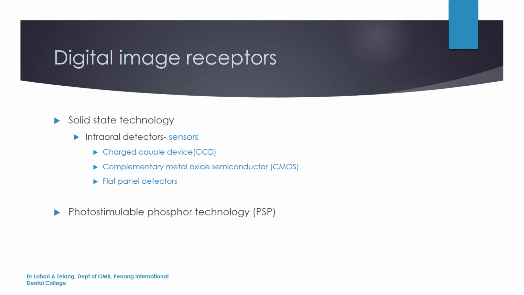So there are various receptors available in the market these days for use as digital radiology dental sensors. They are broadly divided into solid state technology and photostimulable phosphor technology, also called PSP. Now, the detectors or sensors which are solid state can either be charge coupled devices, complementary metal oxide semiconductors, or flat panel detectors. Among these, the CCD, CMOS, and PSP are more popular in the market.